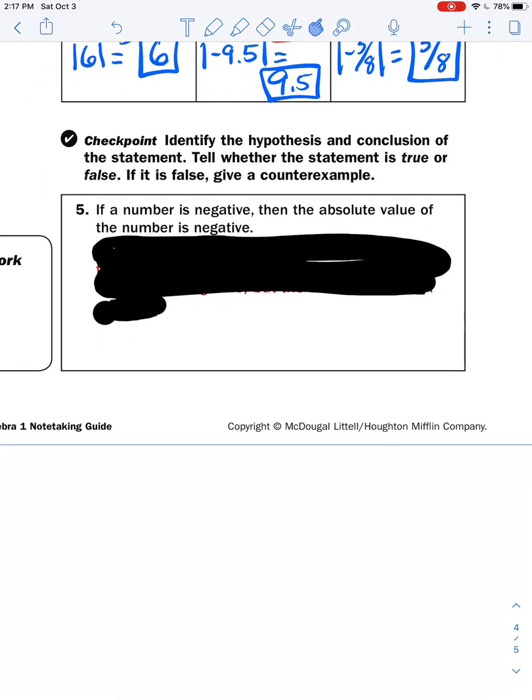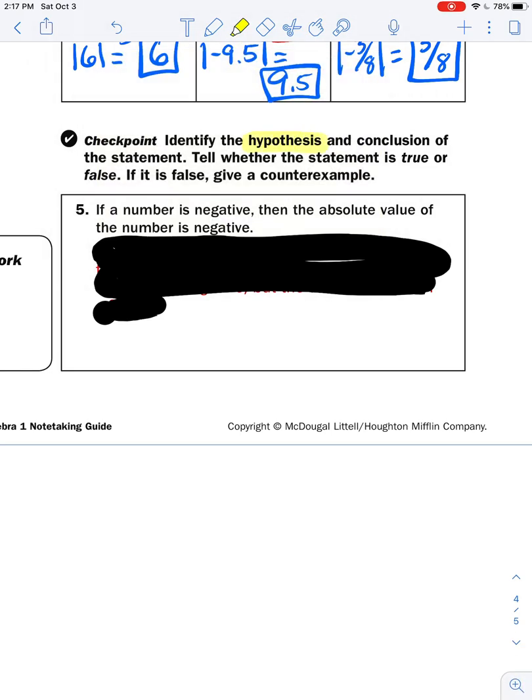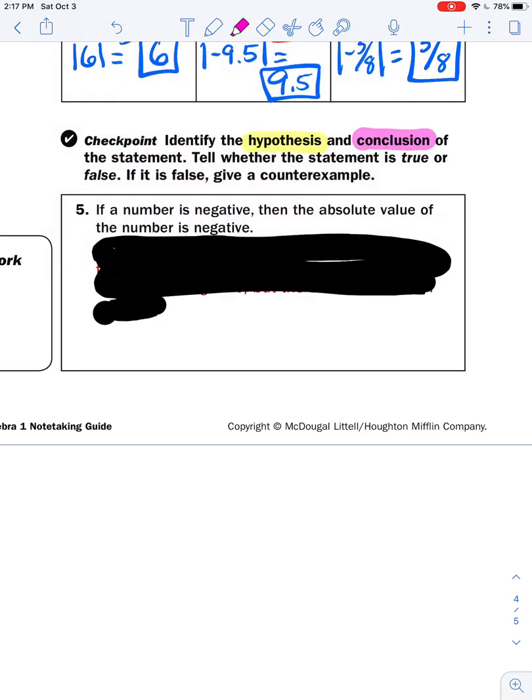All right, so let's take a look at this last example. It says, identify the hypothesis. So let's go through that again. We'll highlight our hypothesis in yellow, and we will highlight our conclusion in pink. Tell whether it's true or false. And if it's false, we're going to give a counterexample.